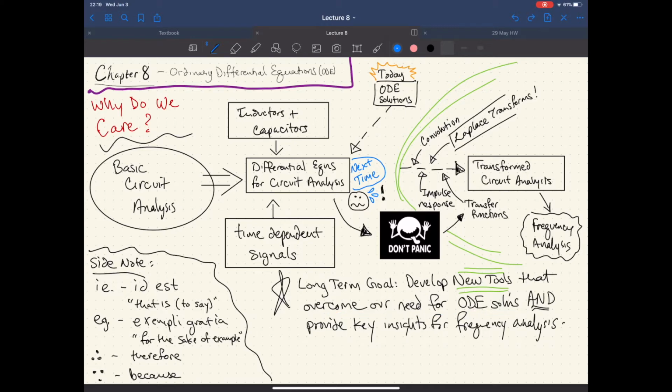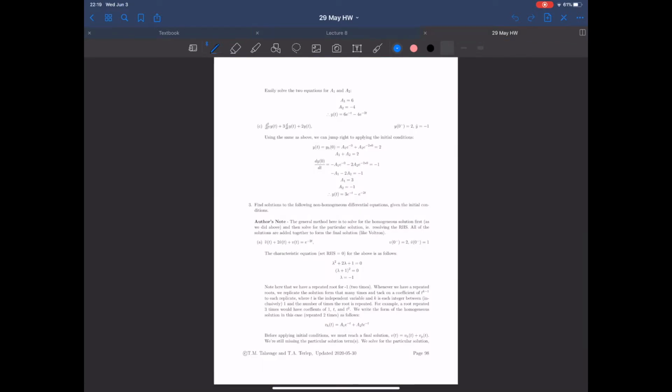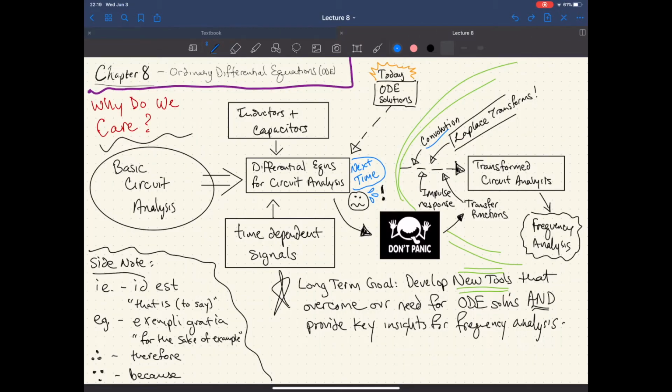And they're going to end up providing some key insights for our frequency analysis. So where we're going is after we get through all the ODE analysis, we're going to learn about convolution, impulse responses, the Laplace transform, which is awesome, a super powerful tool, and transfer functions. And that's going to take us right into transformed circuit analysis, which eventually, we'll look at frequencies.